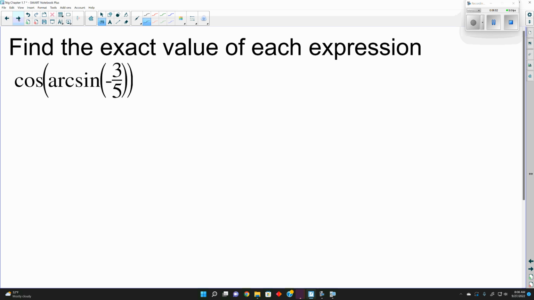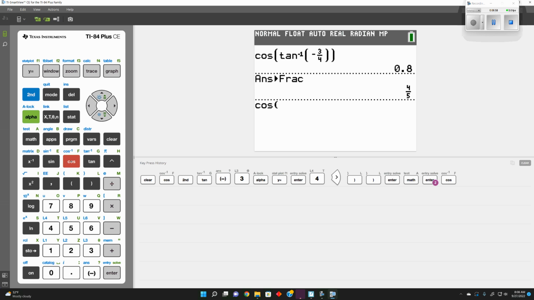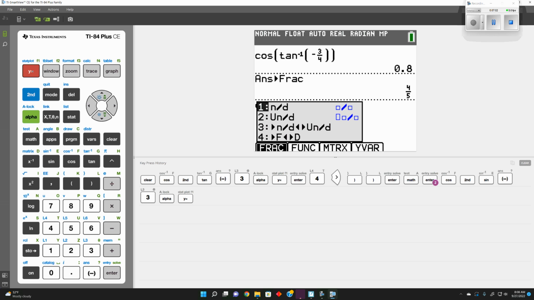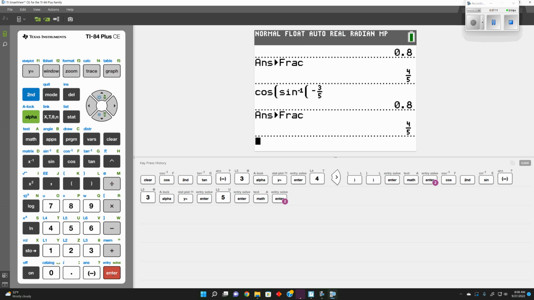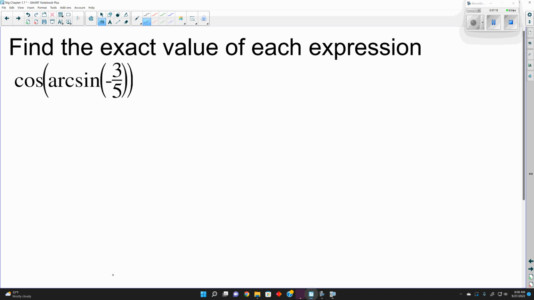So cosine of arcsine of negative 3/5. We can see here cosine of sine inverse of negative 3 over 5 is 4/5. Okay? And we can work this one out here.